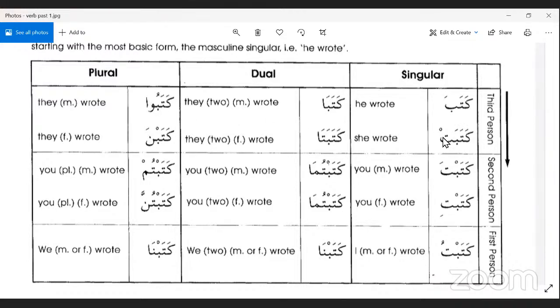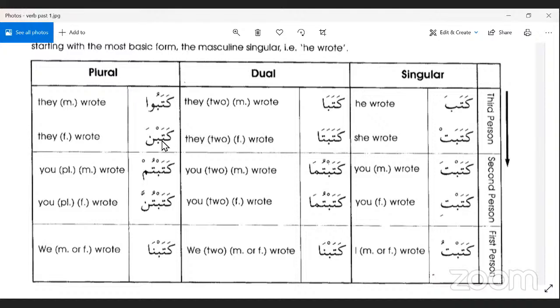Then we have she: she wrote, they both wrote, they all females wrote. To make the verb for she wrote, you add a ta with a sukun: katabat. Katabat means she wrote. And katabata, here we have the ta and the alif. Ta is a sign for female, alif is a sign for dual. So katabata, they both females wrote.